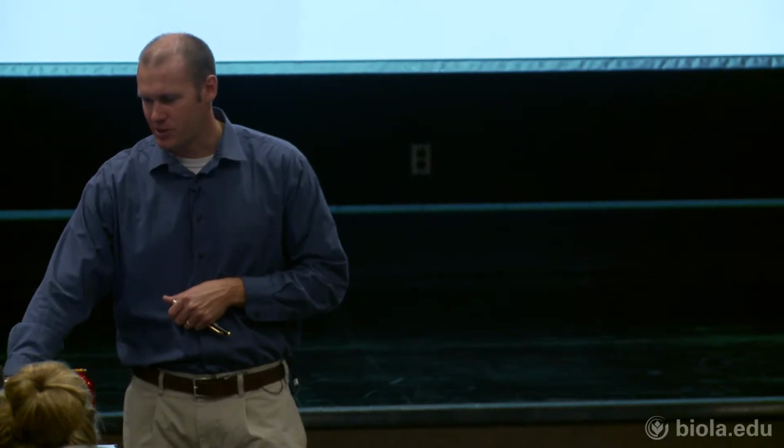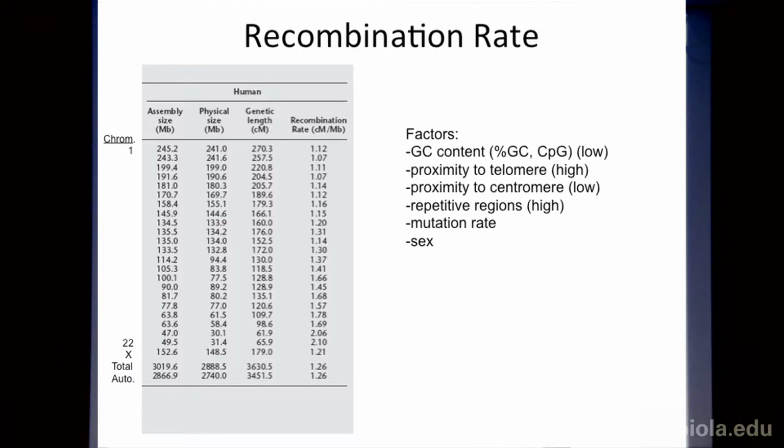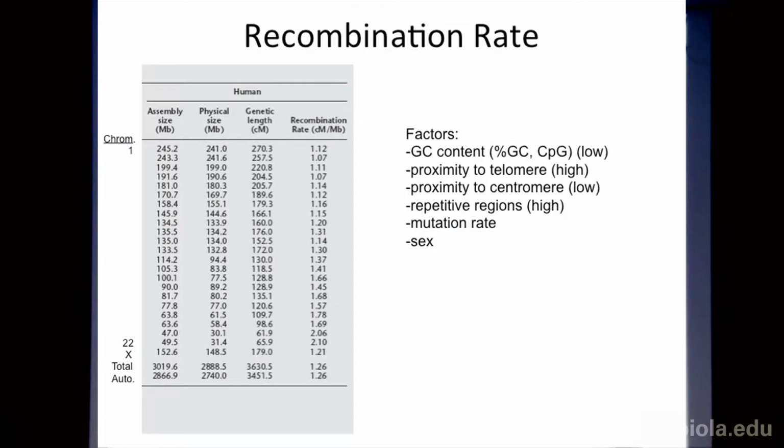So before we do that, I just want to say one last thing about recombination rates. That recombination rate that I gave you, 1.2% per megabase, is an estimate over the entire human genome. But each individual chromosome has a slightly different chance of recombining, and locations on that chromosome have higher chances of recombining, right? So this is a human genome. This is the recombination rates.